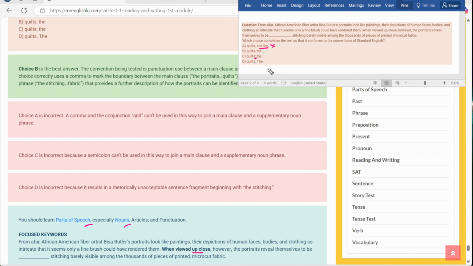Because we want the sentences to get connected. We don't need a full stop either because the stitching part is adding to the previous one. How? When viewed up close, stitching is barely visible among the thousands of pieces of printed microcut fabric. There are 3 parts that we are combining, meaning 2 sentences combining into one. That's why we can't use a full stop. We can't use a semicolon. We can only use a minor pause.